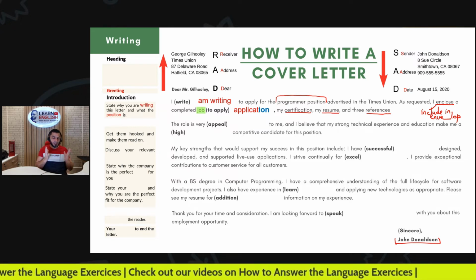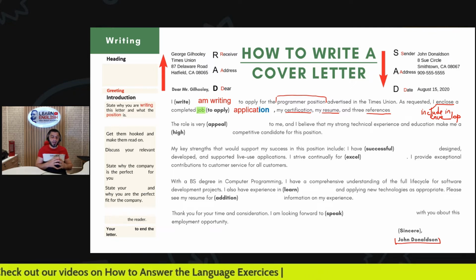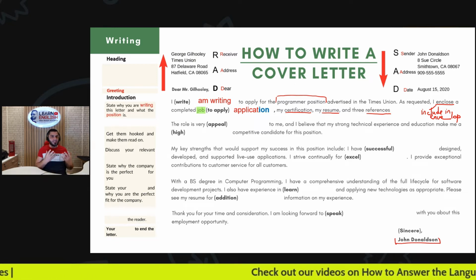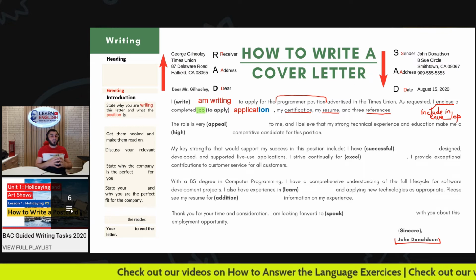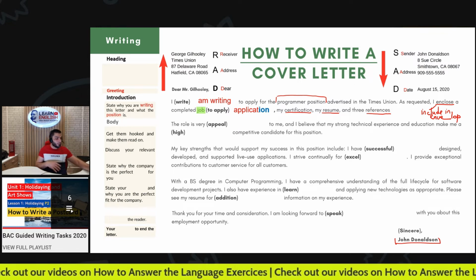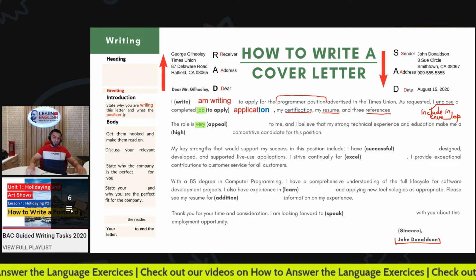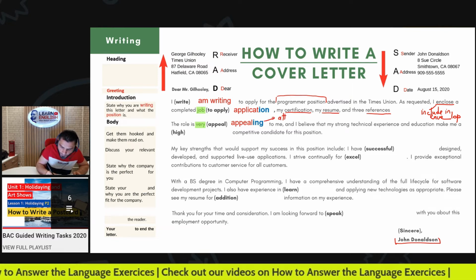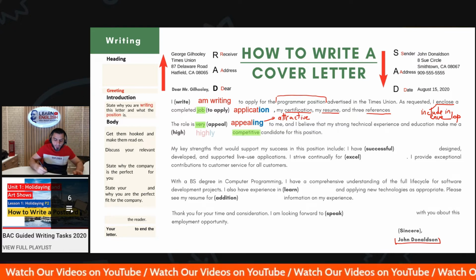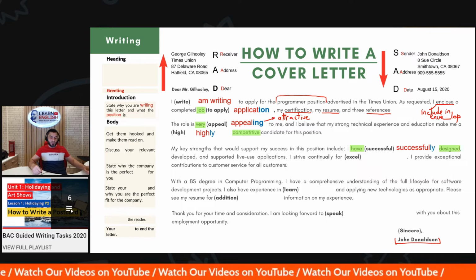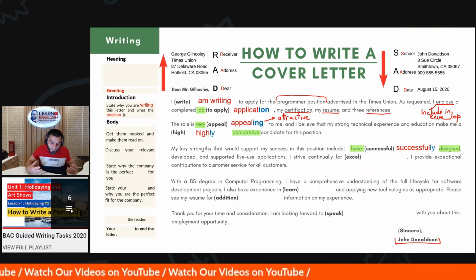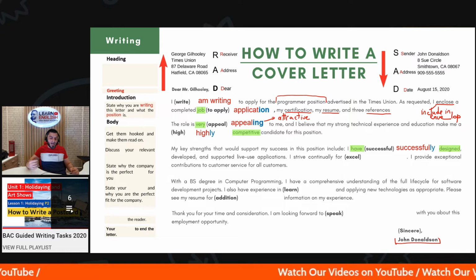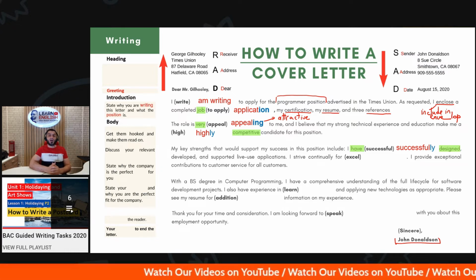So let's move on to the second part. "The role is very... appeal..." We know that after very, we need an adjective: very good, very tiring, very interesting, very attractive, and very appealing. To appeal, or appealing, means attractive. So this job is very attractive. "And I believe that my strong technical education makes me a highly competitive candidate for this position."